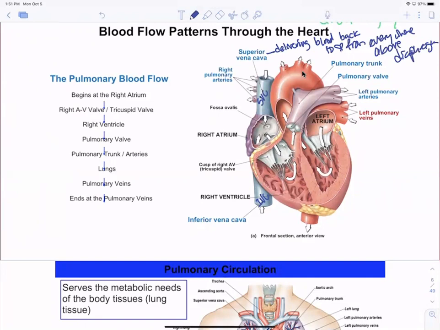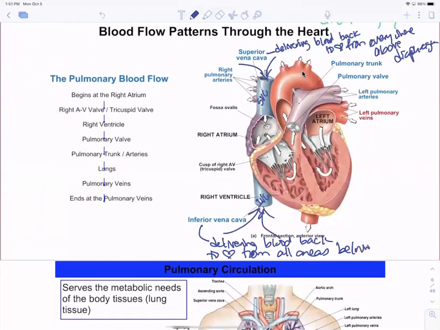Okay, so everywhere above the diaphragm, all these vessels are going to merge into the superior vena cava, and the inferior vena cava vessels merge. So the inferior vena cava is delivering blood back to the heart from all areas below the diaphragm. So the inferior and superior vena cava, the biggest veins, deliver blood back to the right atrium. So this is the right atrium here.